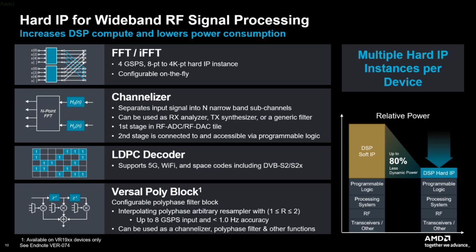One of the key IPs you can implement with it is an arbitrary sampler that goes between 1 and 2. I've kind of buried it here, but it's got about 1 hertz of frequency accuracy. That particular IP is only available on the 1902 and the 1952. But the key reason I wanted to mention this, the reason we actually use this hard IP, is it saves up to 80% or sometimes more of the power to actually implement that IP.